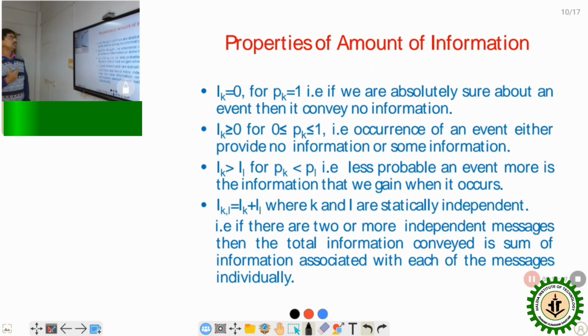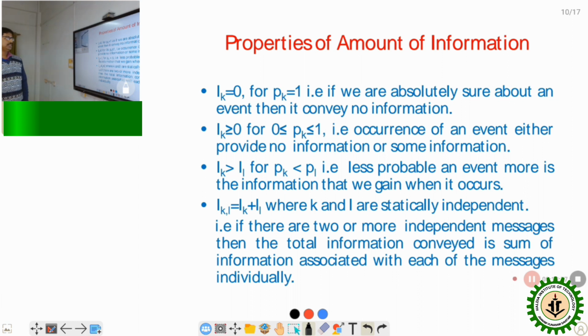Now, what are the properties of information? If any message has the maximum probability, say 1, then we can claim there is no information. So Ik will be 0 if pk is equal to 1. How can we say that? If we are absolutely sure about an event, then it conveys no information. Suppose I say the sun is rising in the east; that sentence carries no information, because the probability is 1.